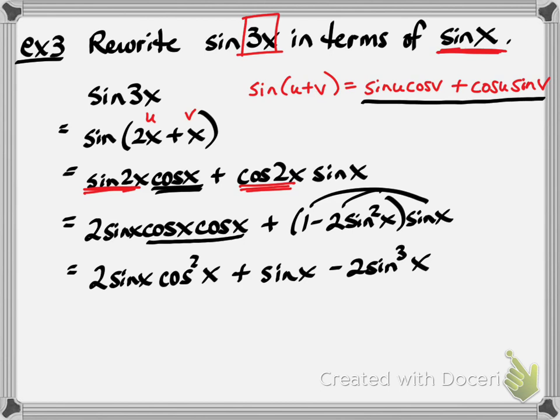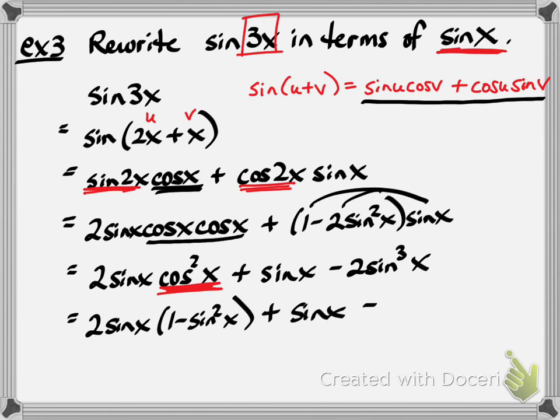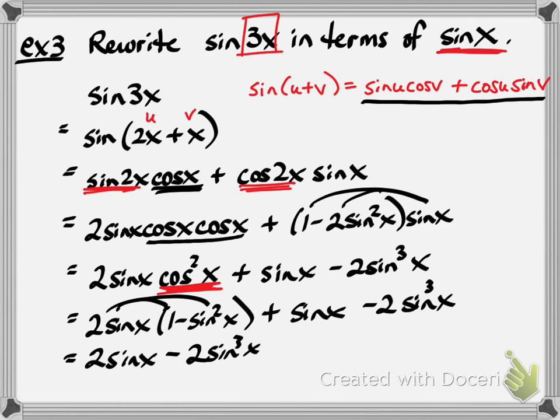And then one of the last things we'll do is we'll use that trig identity to rewrite cosine squared. So we could do 1 minus sine squared x, rewrite everything else. And then lastly, we'll distribute here. So that's 2 sine x minus 2 sine to the third x plus sine x minus 2 sine to the third x.